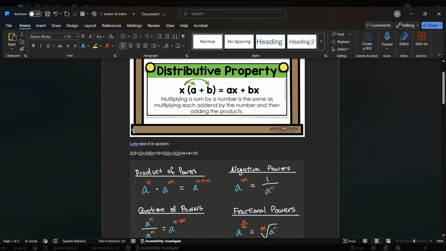For these we have that x equals 2, a equals 3, and b also equals 2. So we have 2 times 3 plus 2, and that equals 2 times 5, which will equal 10. So far so good. Or we can go another way, which would be 2 times 3, we get a result, and then that plus 2 times 2. And then we would have 6 plus 4 equals 10. See? Either way, it gives us the same result.